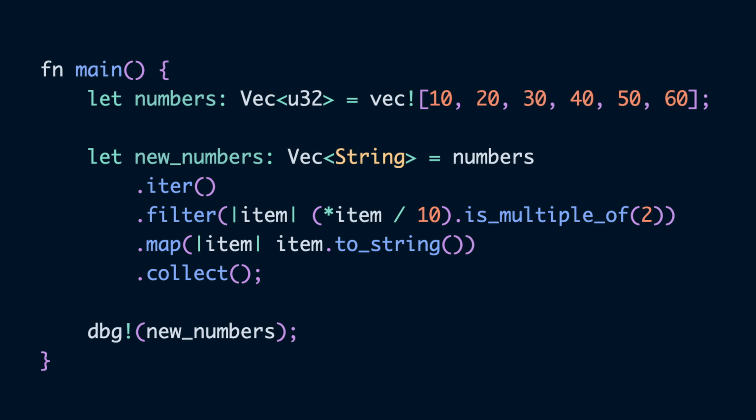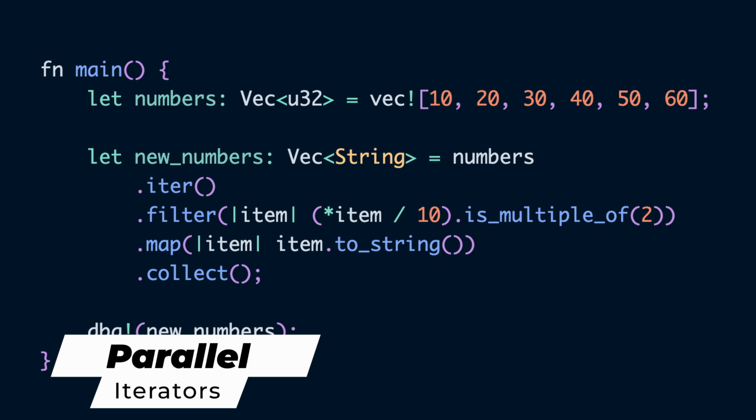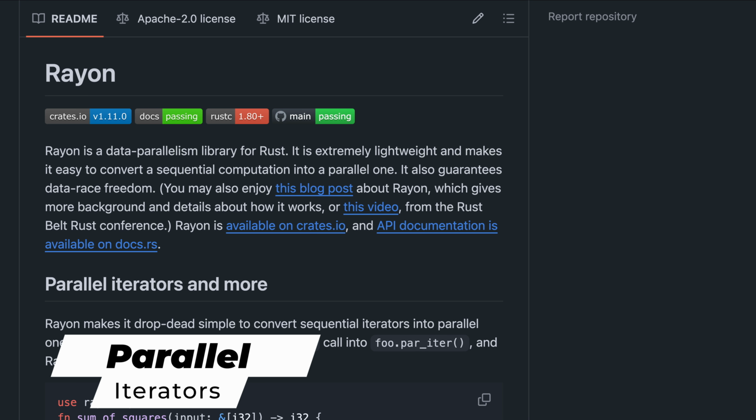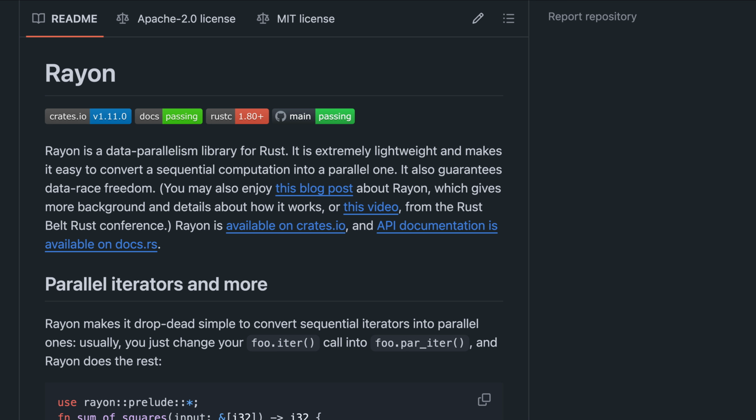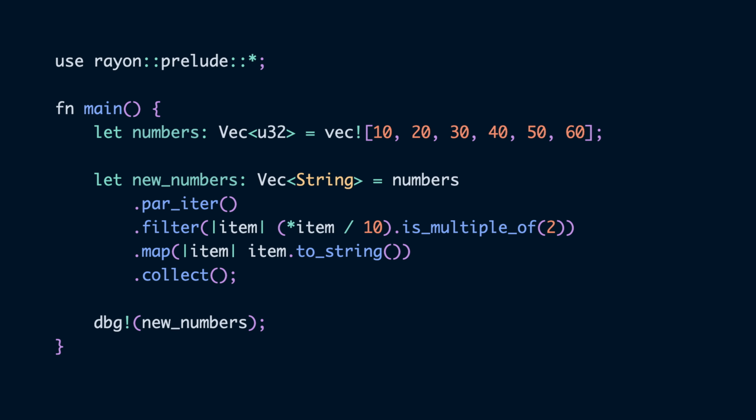Rust iterators provide a base for more advanced operations as well. For example, Rayon provides data parallelism on iterators. Rayon guarantees data race-free executions and takes advantage of parallelism when sensible based on workload at runtime. To parallelize an iterator, it can be as easy as using par_iter instead of iter.